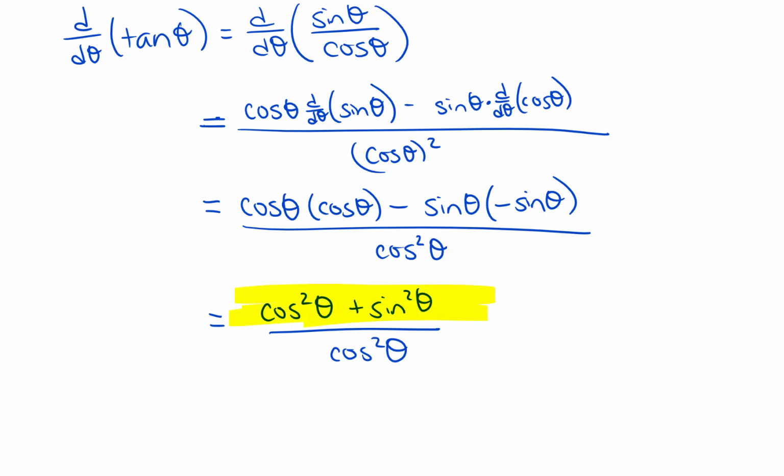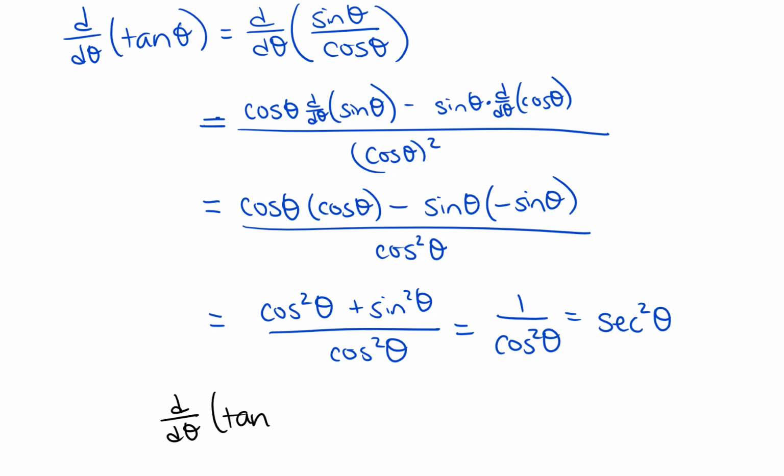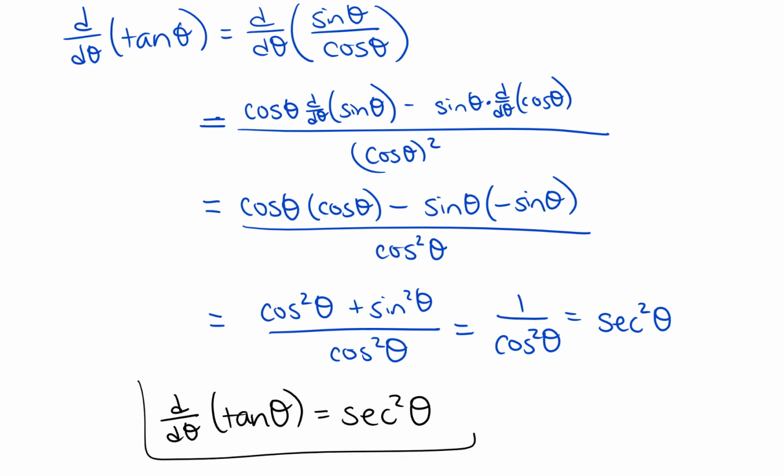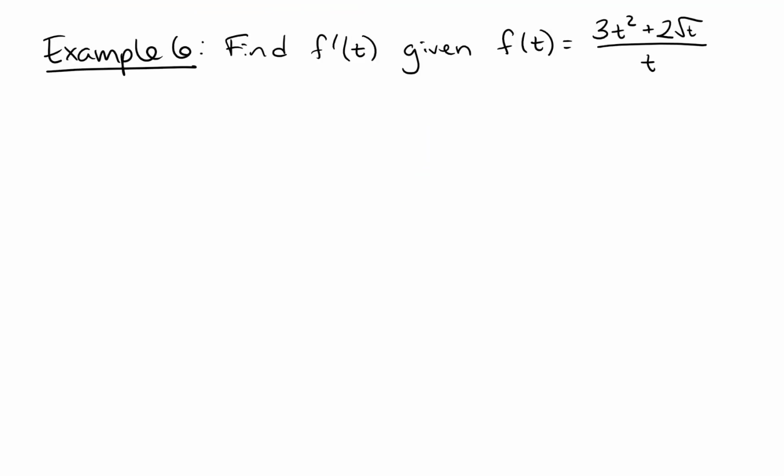It might, at first glance, look like nothing simplifies, but hopefully the longer you stare at this numerator, the more that looks like a familiar trig identity. Cosine squared plus sine squared is equal to 1. So we have 1 over cosine squared of theta. And 1 over cosine is equal to secant. So we can say that this is secant squared of theta, and that's where we will stop. And from now on, we are going to have the identity we can use that the derivative of tangent of theta is equal to secant squared of theta.